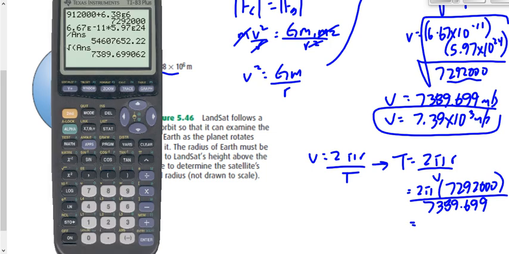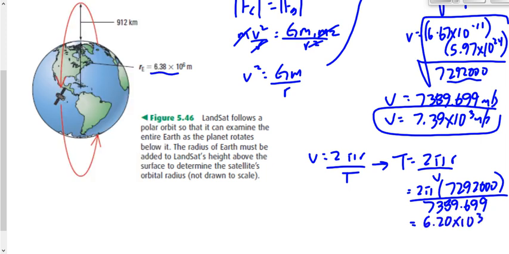And that equals, let's figure it out, 2 times pi times 7,292,000 divided by 7389.699, which is 6.20 times 10 to the 3 seconds. So it takes a couple of hours. 2 hours would be 7,200 seconds. It takes a couple of hours for this satellite to go around the Earth one time. It's moving 30,000 kilometers per hour, so of course it's not going to take that much time. If you got in an airplane that could travel that fast, you'd go around the Earth pretty quick too.